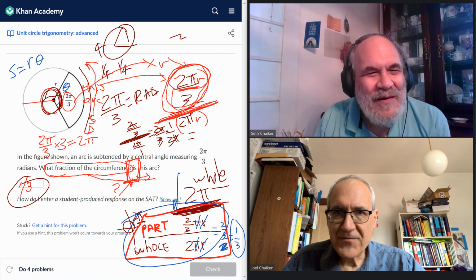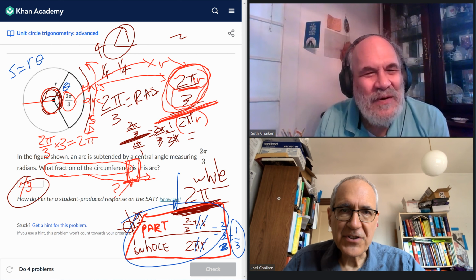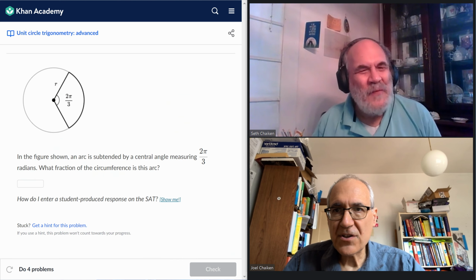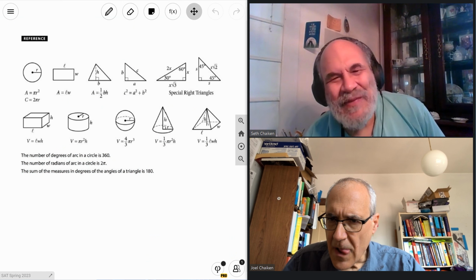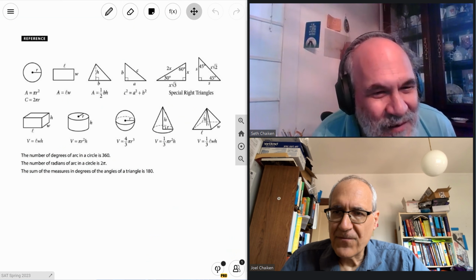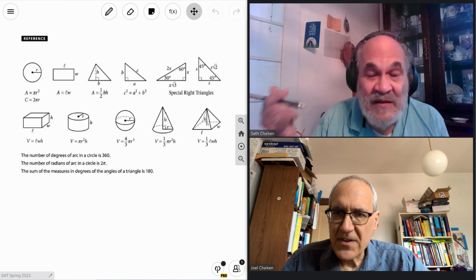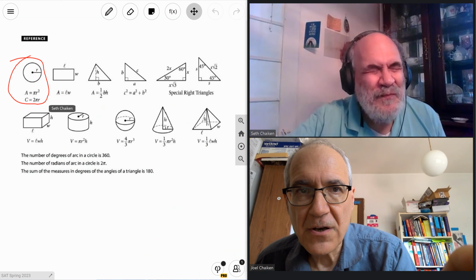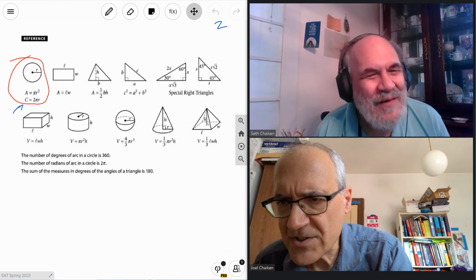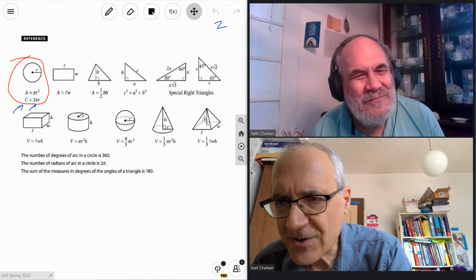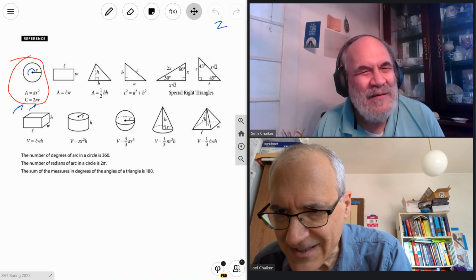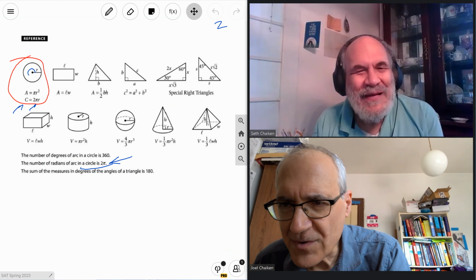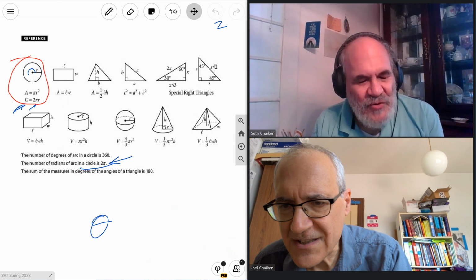Now I'm afraid we're going to have to clear the annotation, because we need to see what is given to you on the SAT in terms of reference sheets. They do not give you the formula, but they suggest it. They suggest it on the first one here, where they say the circumference is 2 pi r. And by the way, they say the number of radians in a circle is 2 pi. They remind you of that. So you could sort of see it here, right? It's 2 pi r. It's theta, so it's r theta.